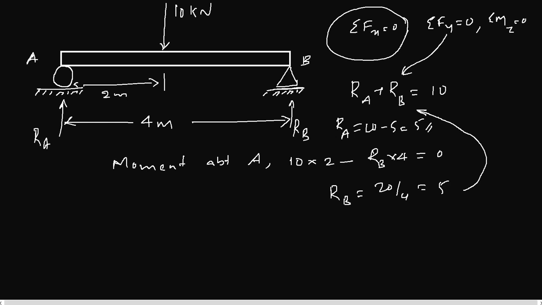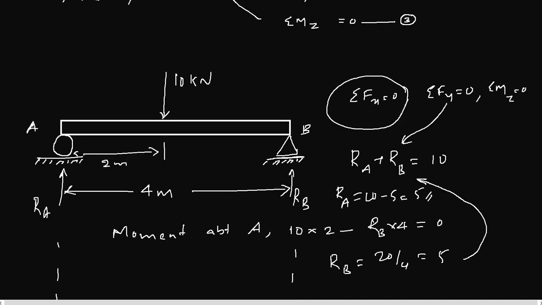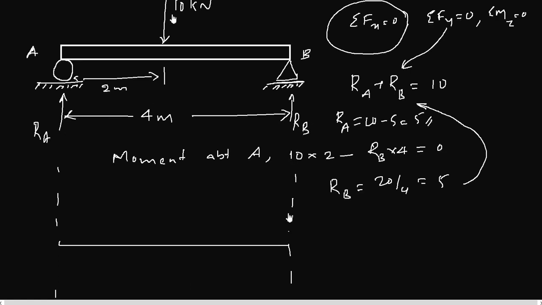Now I'm going to extend this beam to here, and let's call this the center line. Let me use a straight line here. So at RA and RB you have 5 kilonewton each, and at 2 meter you have a 10 kilonewton force on this beam. You can see RA and RB are acting upward, and this 10 kilonewton is acting downward.